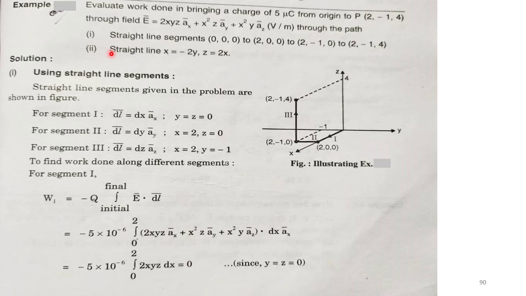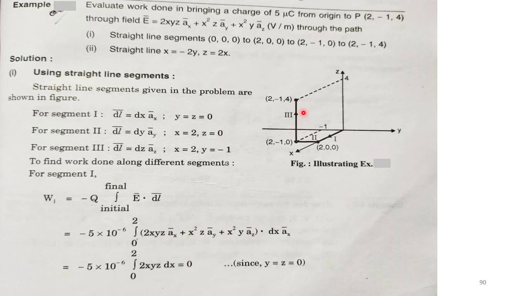Now it is also asked to calculate the work done through the path having a straight line, x equal to minus 2y and z equal to 2x. So these two paths are mentioned here. So we'll evaluate this problem here. We'll consider the first path, that is straight line segments.